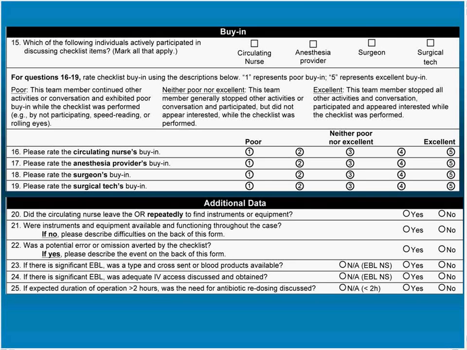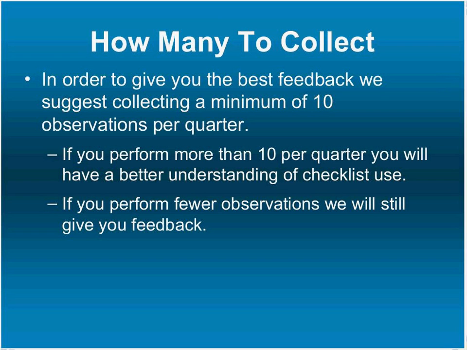If there was significant blood loss, was a type and cross sent, or were blood products available for the patient? If there was significant blood loss anticipated, was adequate IV access discussed and obtained? And then finally, if the expected duration of the operation was more than 2 hours, did we talk about antibiotic redosing? Now, we haven't focused a lot on that. There's a line on the South Carolina checklist that refers to that, and that question on there is the test around that. That may be something that you're working on at your own hospital, and this is actually, we think, a good way for you to follow that.